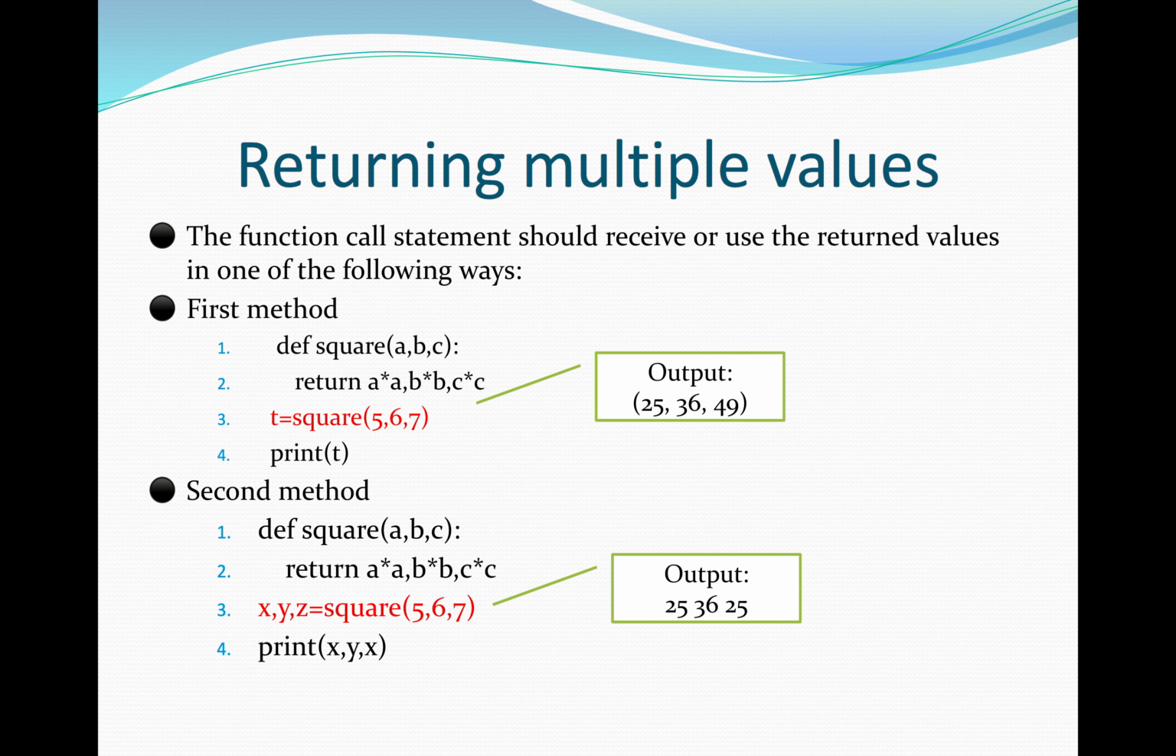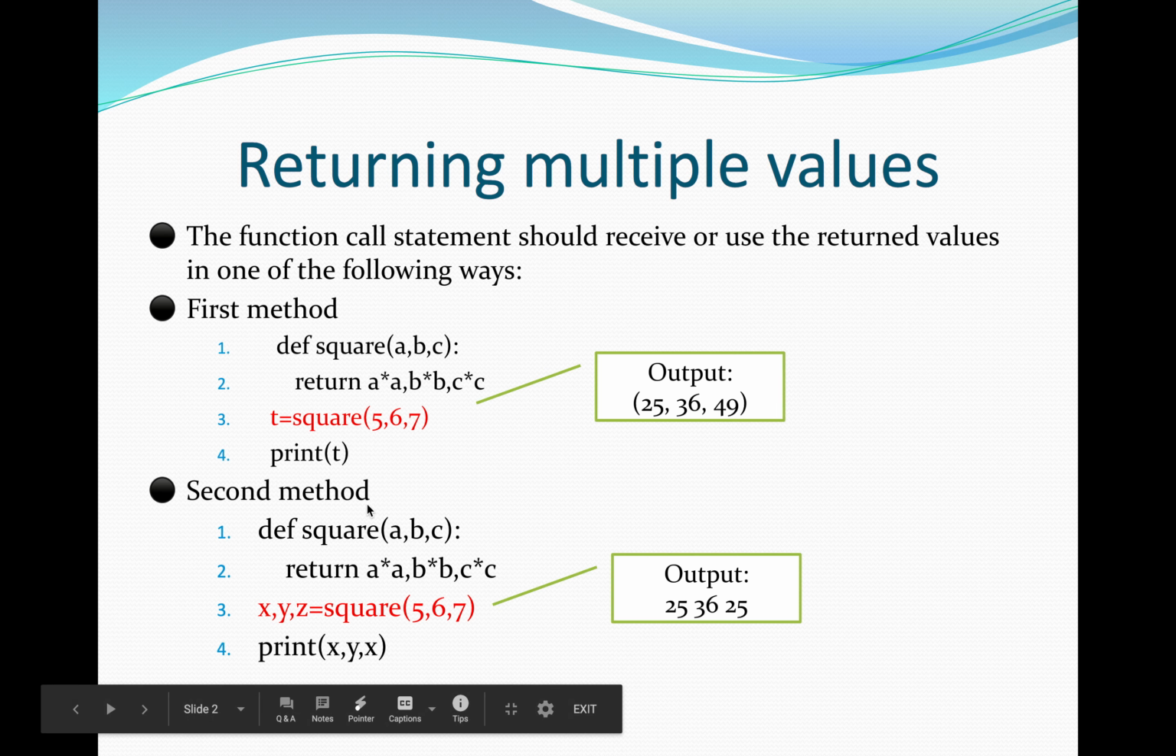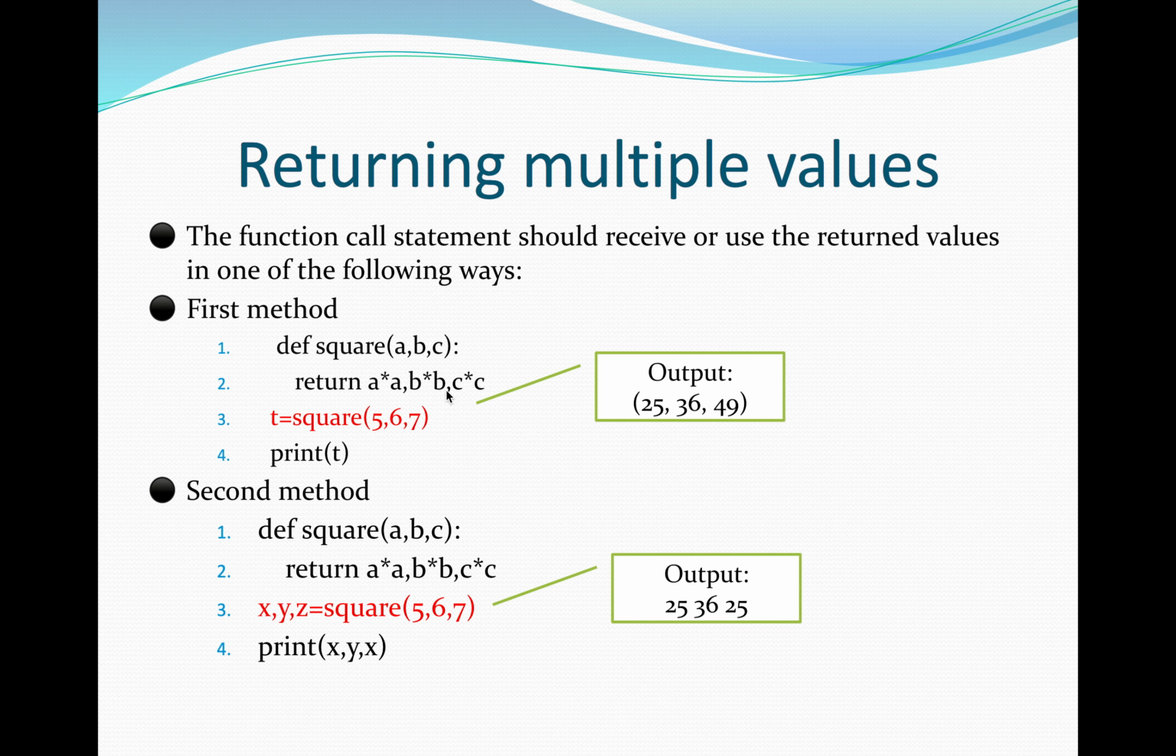So we already studied function returns values. A function can return multiple values, and we can use it in two different ways. The function call statement receives or uses the return value in one of the following ways. So two methods are explained here. In the first method, one square function is given, three values are passing, and it is returning three values, a star a, b star b, and c star c.